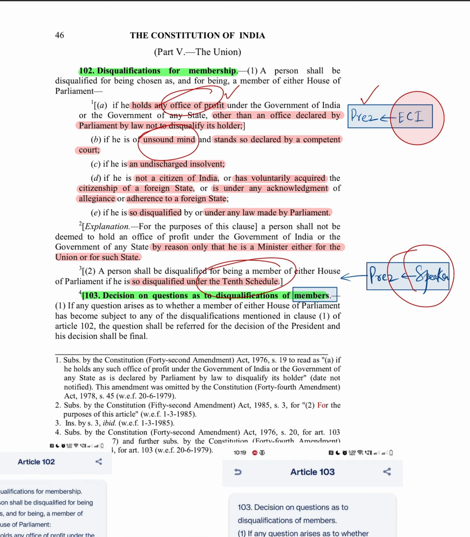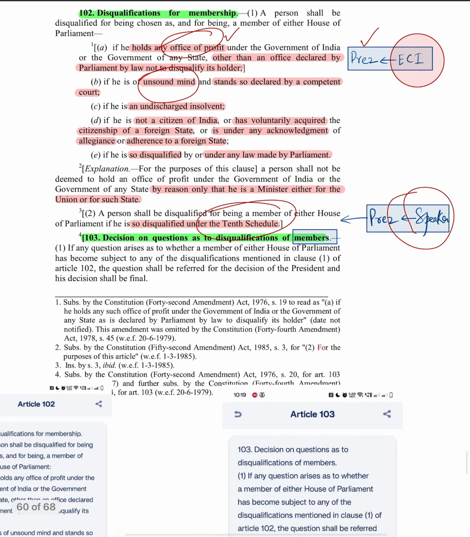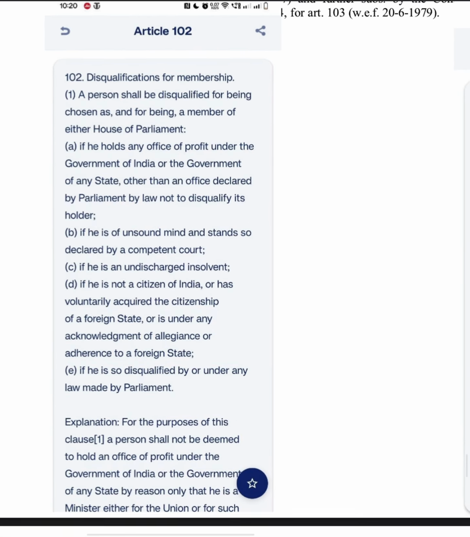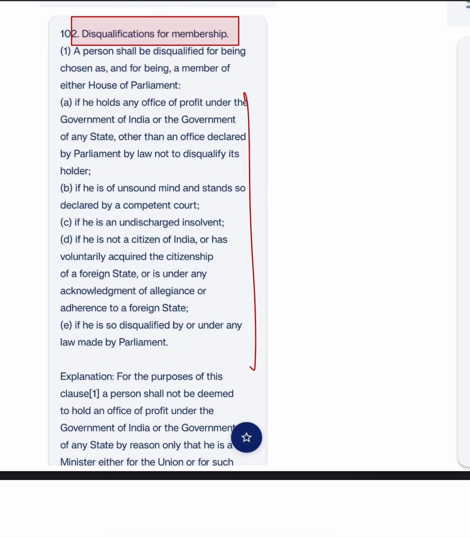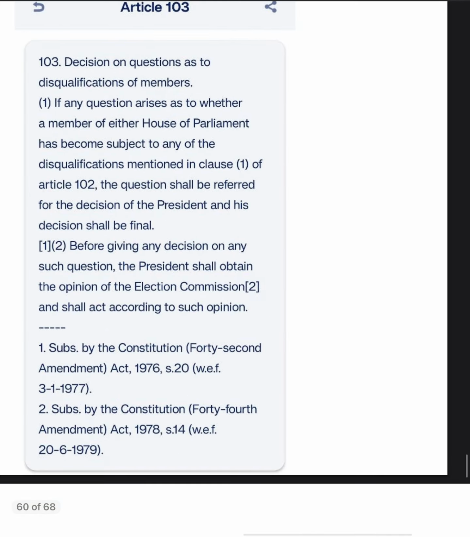Okay. So now see this. Article 102, disqualification of members for membership. So it is written, okay, disqualification on the ground of office of profit, unsound mind, undischarged insolvent, not a citizen of India. Disqualified किसी act से disqualify हो जाए, all these provisions are there.